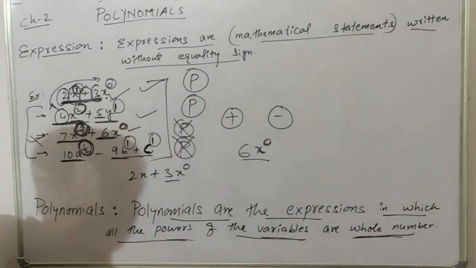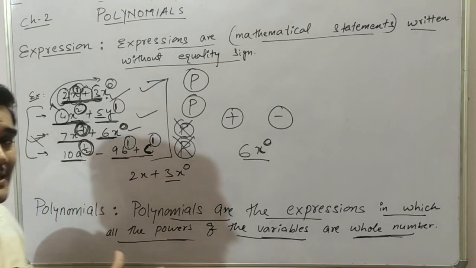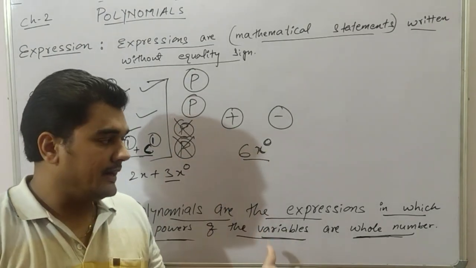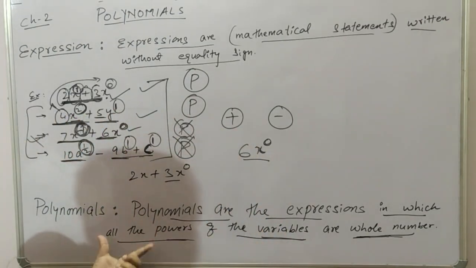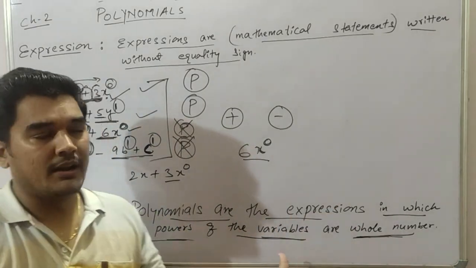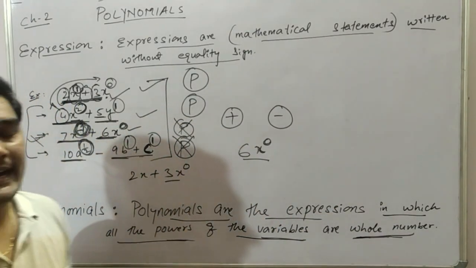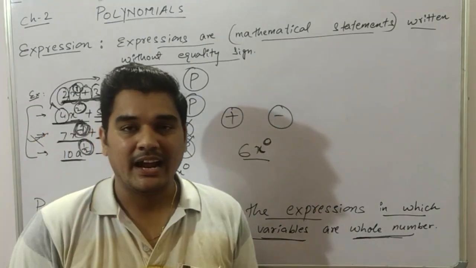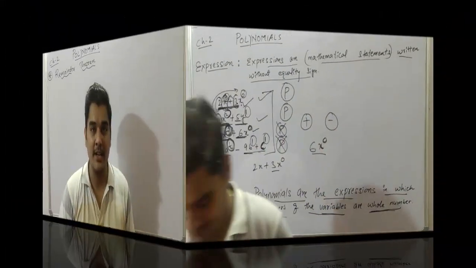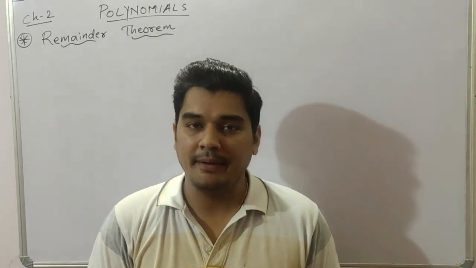All right. And what about the polynomials? Polynomials are also expressions, but which expression? The one in which the powers of the variables are whole numbers. If the power is not a whole number, then we will not consider that as a polynomial. Understood? Okay, students. Now we will discuss the remainder theorem.